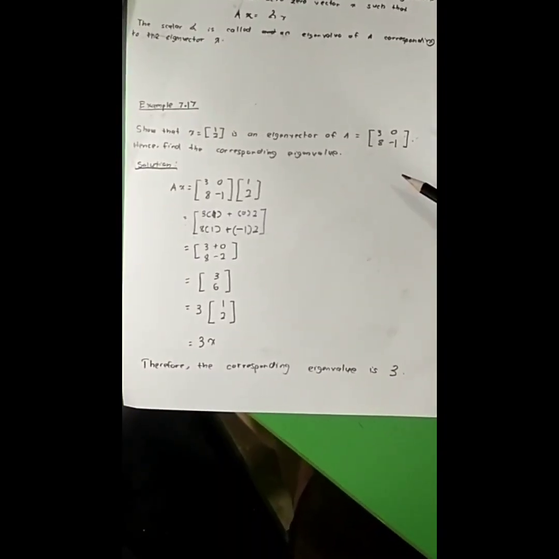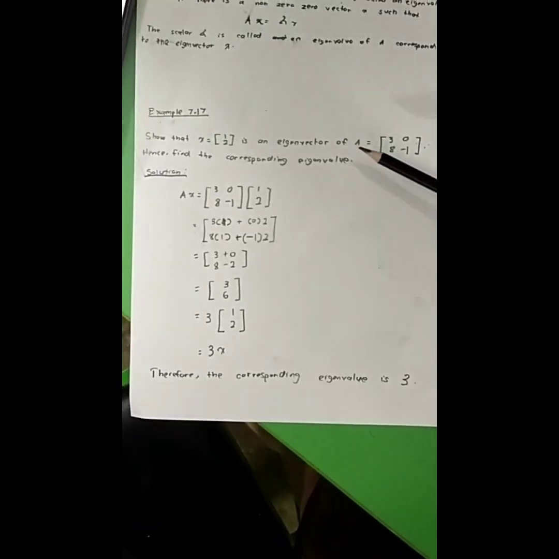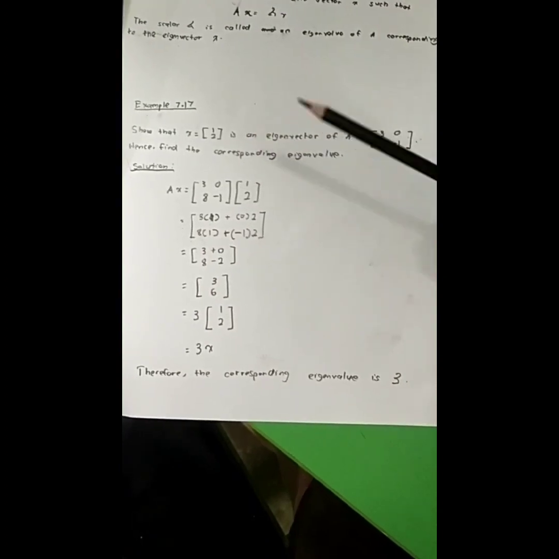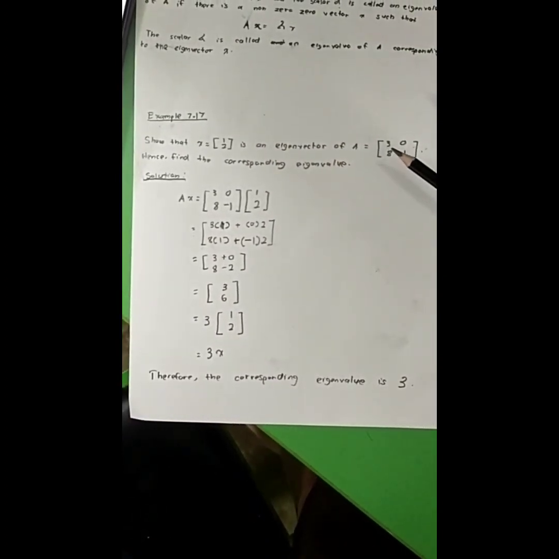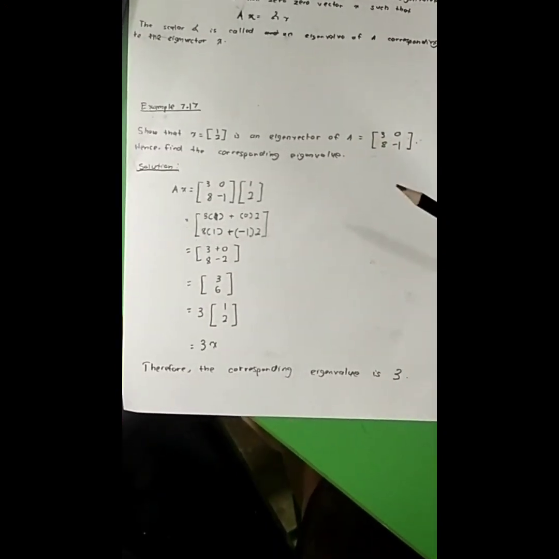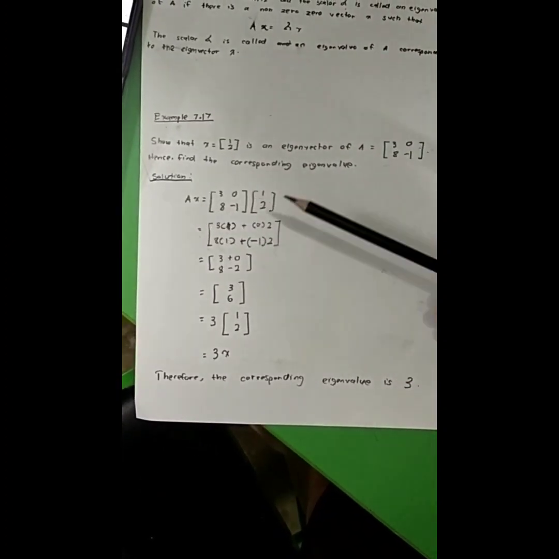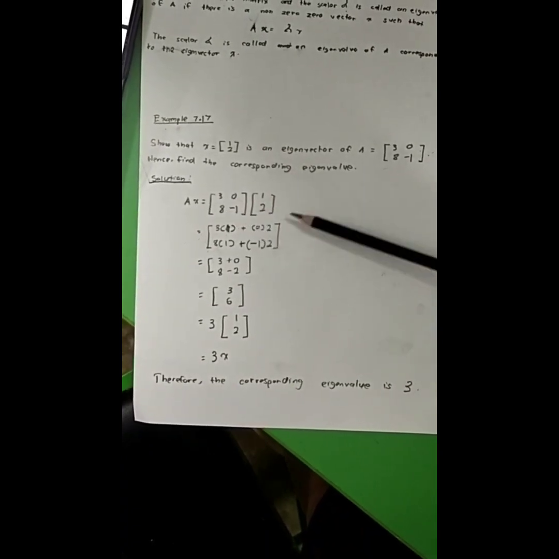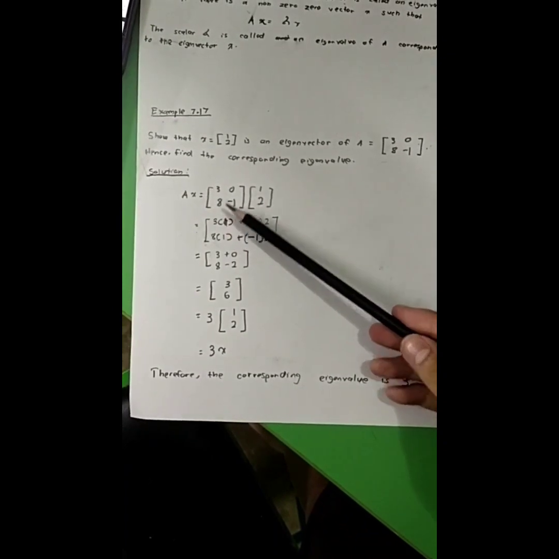Okay, this is an example for the eigenvalue and eigenvector question. Show that x is (1, 2) and is an eigenvector of A. This is the 2 times 2 matrix, and you need to find the corresponding eigenvalue. By the formula A times x, you put the 2 times 2 matrix like this and multiply by the eigenvector. This is how you do it.